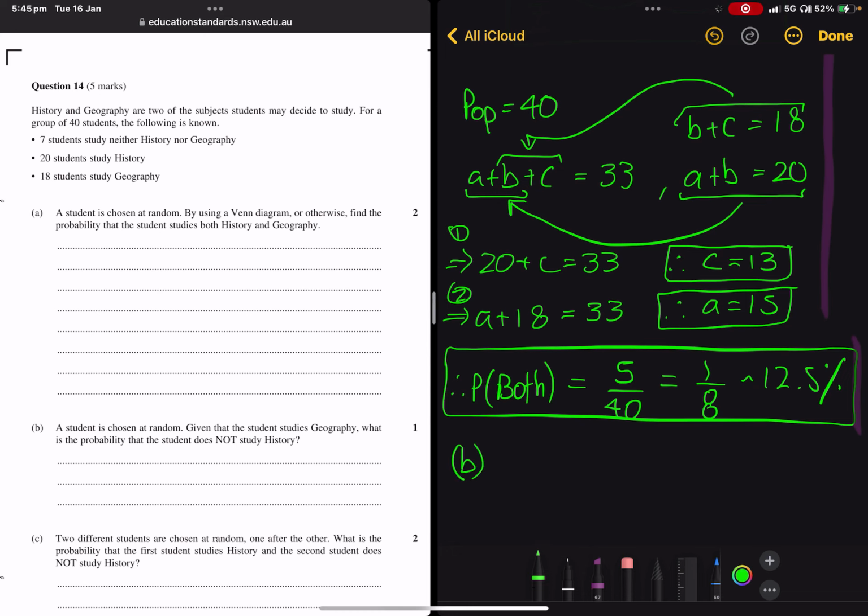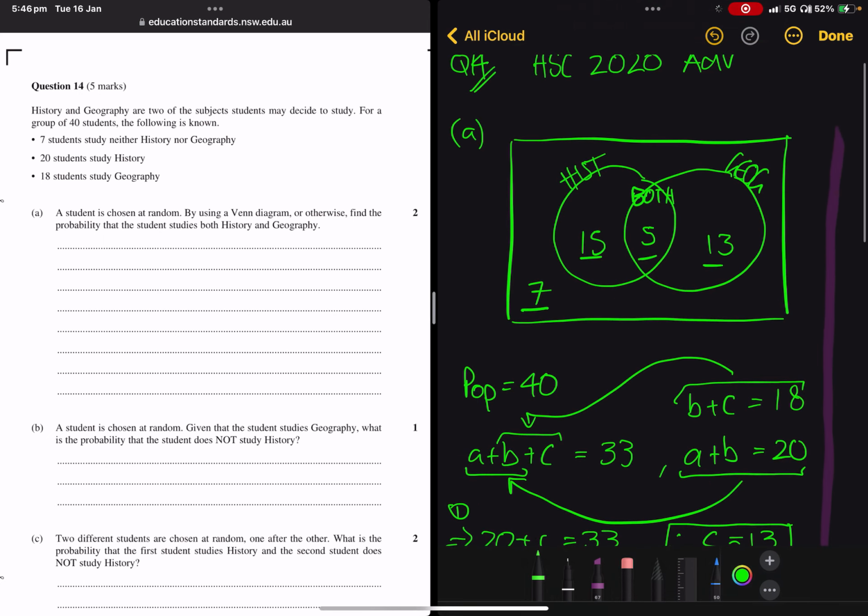Now, part B, a student is chosen at random. Given that the student studies geography, what is the probability that the student does not study history? Okay, so this is the probability of not history given geography. Well, we can use our Venn diagram for this. Again, a good diagram at the start of a question often serves you through a very substantial chunk of the question. So let's think of our wording.